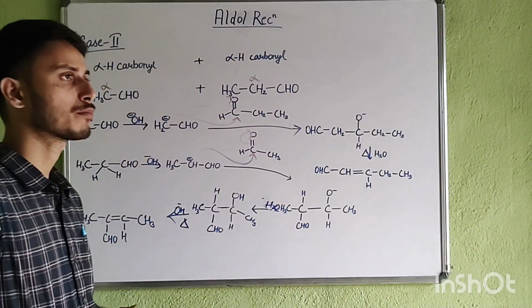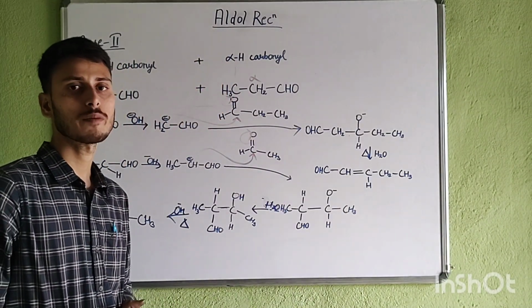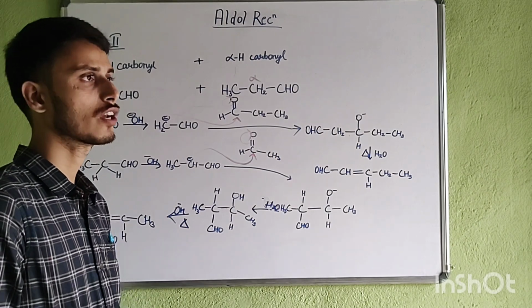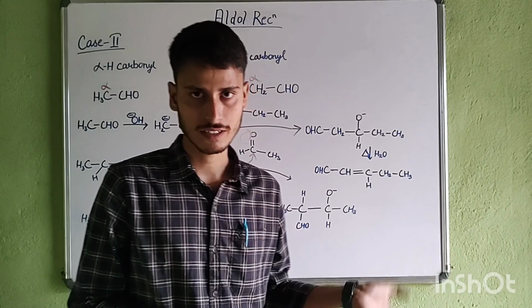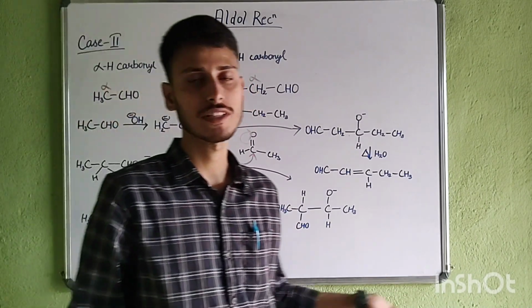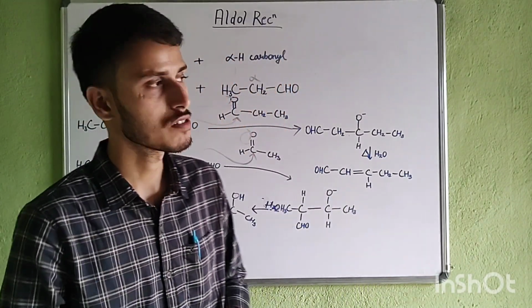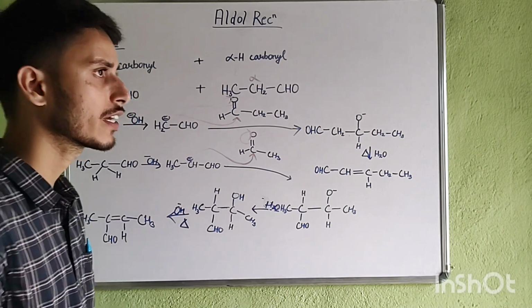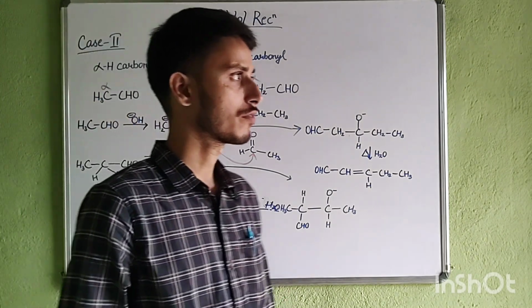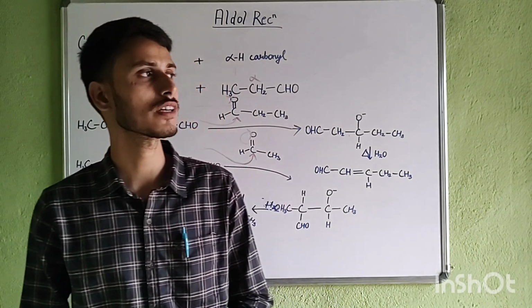Aldol condensation product is also known as alpha beta unsaturated carbonyl, and aldol addition product is known as beta hydroxy carbonyl. When it is an aldehyde, we will say aldehyde. When it is a ketone, we will say ketone. So we get this as the product here. This is all that we have learnt about aldol product.